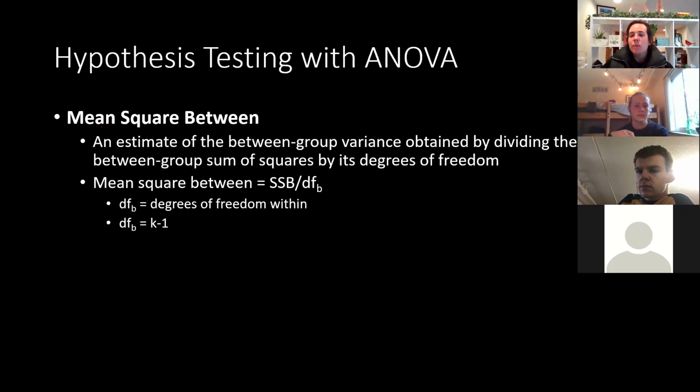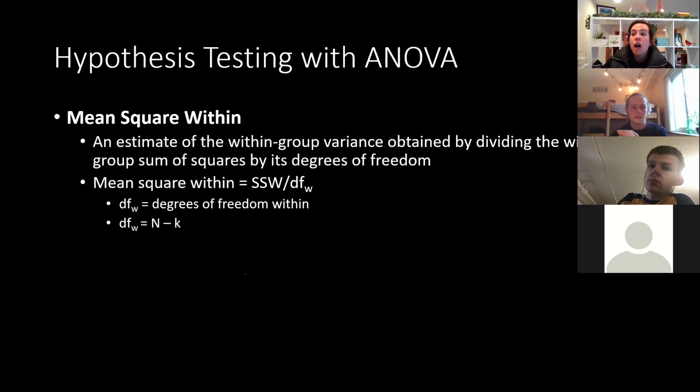The mean square between is an estimate of the between group variance, obtained by dividing the between group sum of squares by its degrees of freedom. It's what we just did on the last slide. The degrees of freedom between is your total number of samples minus 1. On the other hand, your mean square within is an estimate of within group variance, obtained by dividing the within group sums of squares by its degrees of freedom. Degrees of freedom within is your total sample size minus the total number of groups.